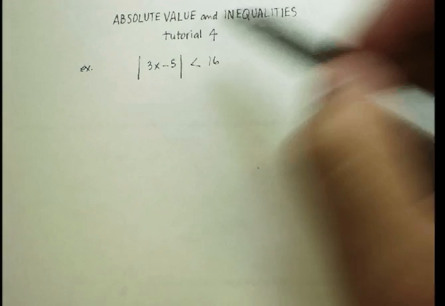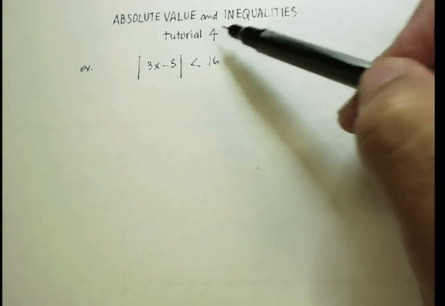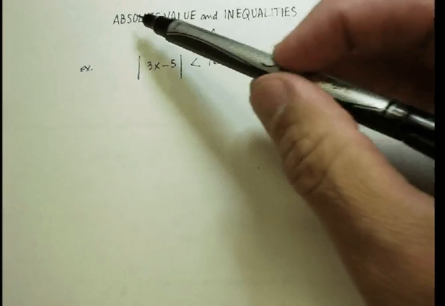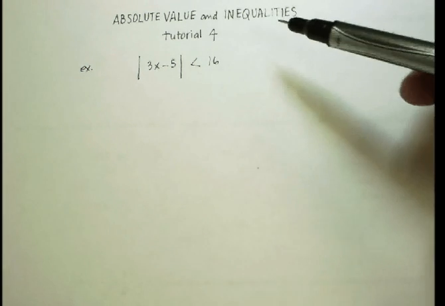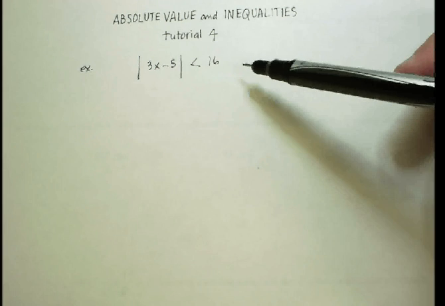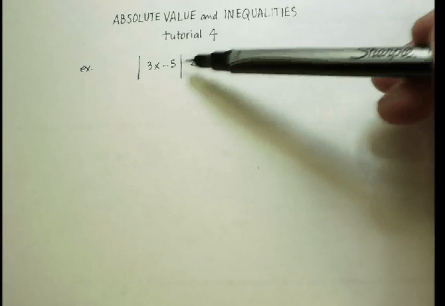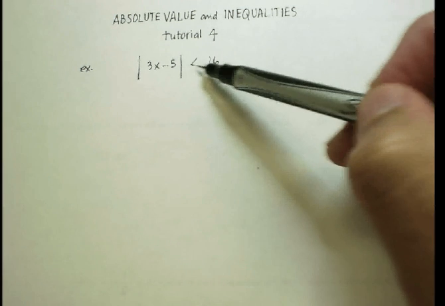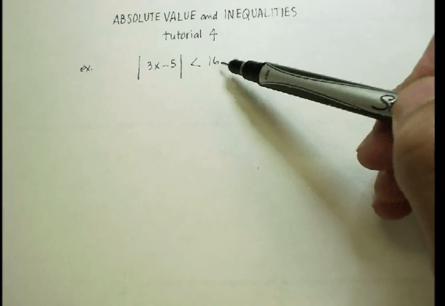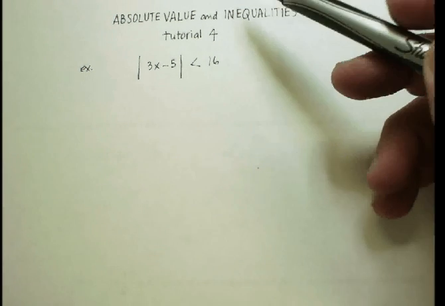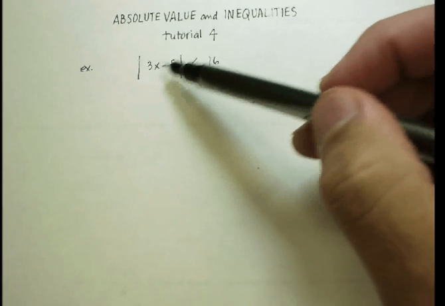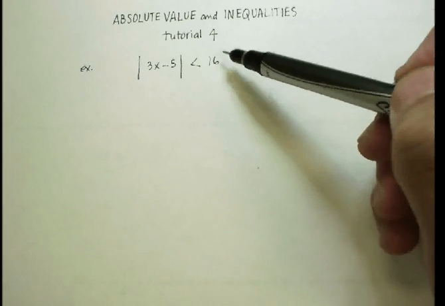Okay, the purpose of this video is to continue on in the tutorials about absolute value and inequalities. Now, in this particular tutorial, I'm going to show you how to do an absolute value problem where the inequality is less than some number. This is tutorial 4. In tutorial 3, I did an absolute value that was greater than some number.